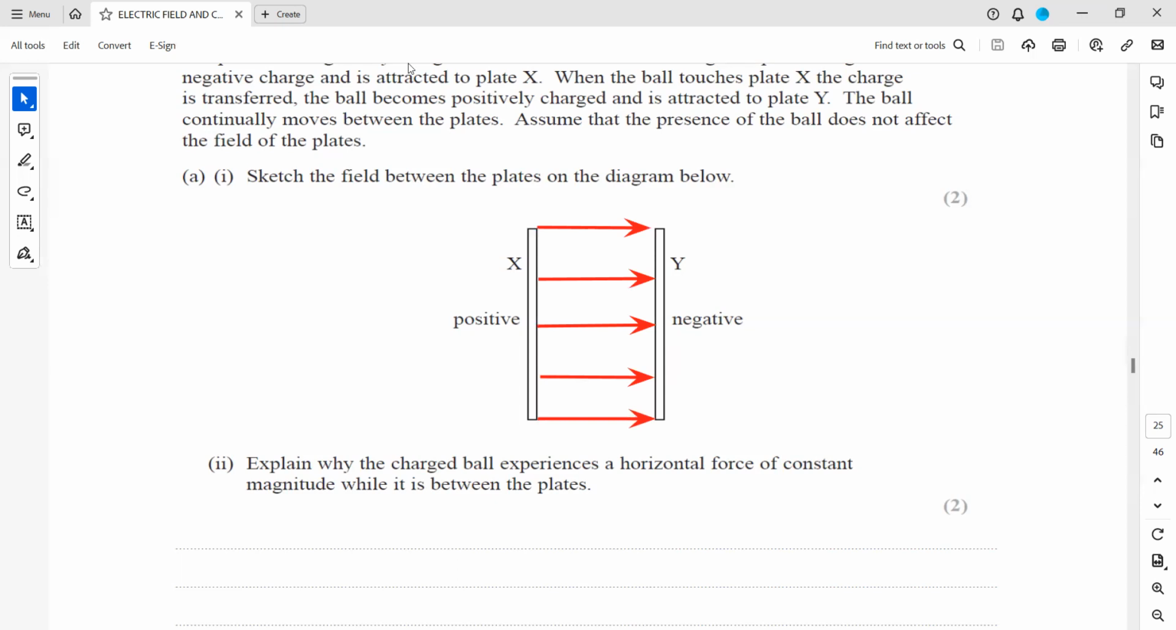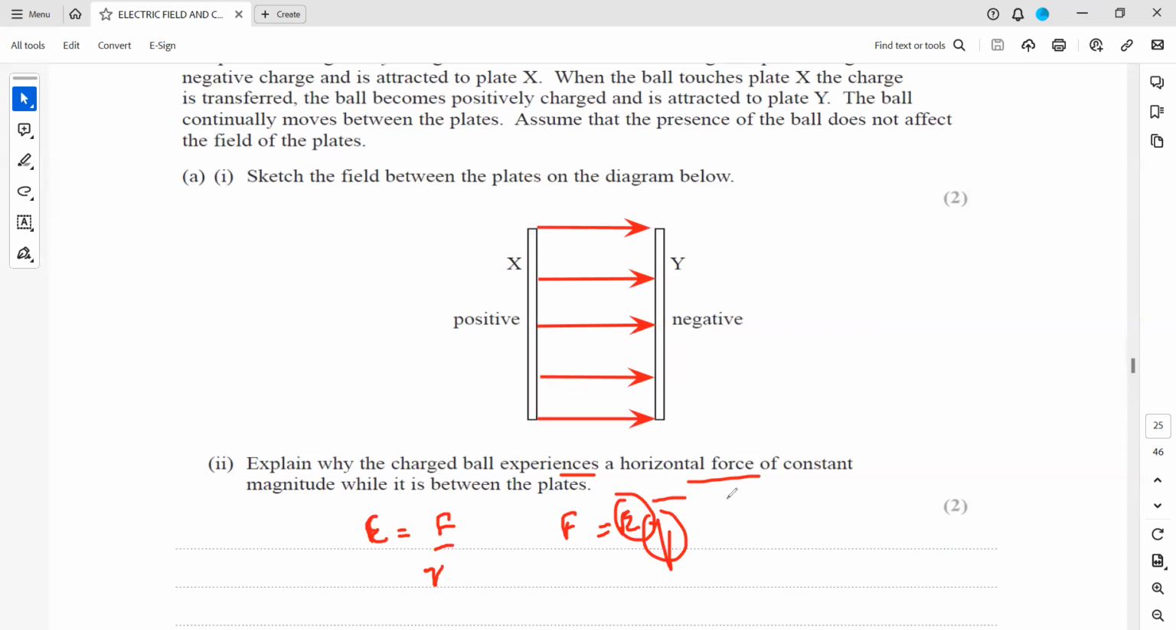The next question is to explain why the charged ball experiences a horizontal force of constant magnitude while it is between the plates. The reason is that the electric field E is equal to F over Q, so F is E into Q. Q is constant and the electric field E is also constant.